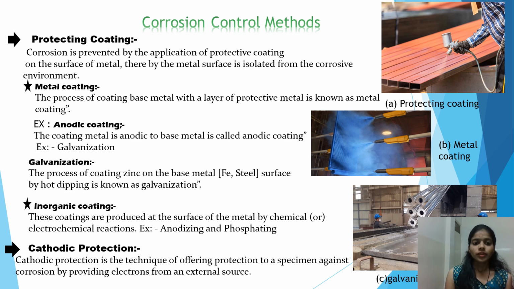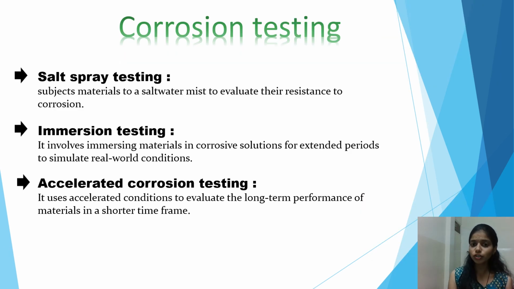Inorganic coating. These coatings are produced at the surface of the metal by chemical or electrochemical reactions, and examples of inorganic coatings are anodizing and phosphating. Cathodic protection. Cathodic protection is the technique of offering protection to a specimen against corrosion by providing electrons from an external source.